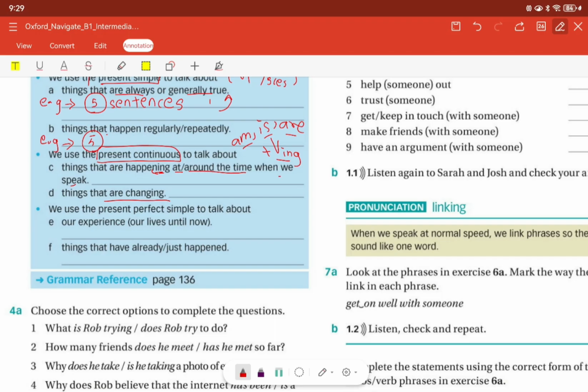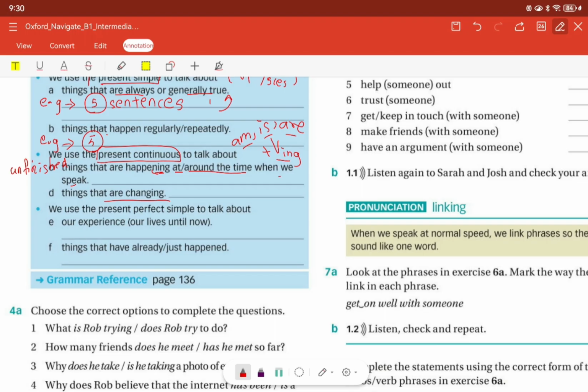Sometimes it can be the things that happen around the time we speak, but sometimes it can be only the things that are still happening, the unfinished action. Unfinished action. You haven't finished yet. Okay, unfinished action. So you can use present continuous tense.